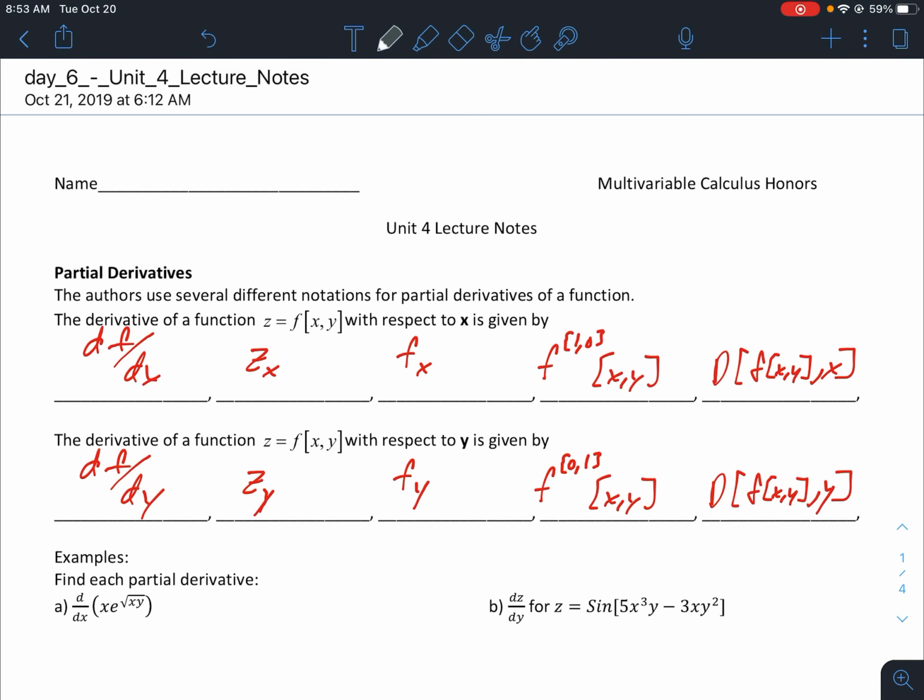Welcome to our Lesson 4 lecture. Lesson 4 is all about the gradient.